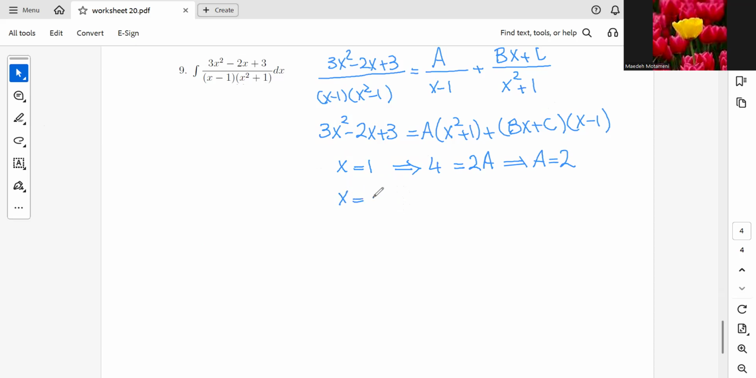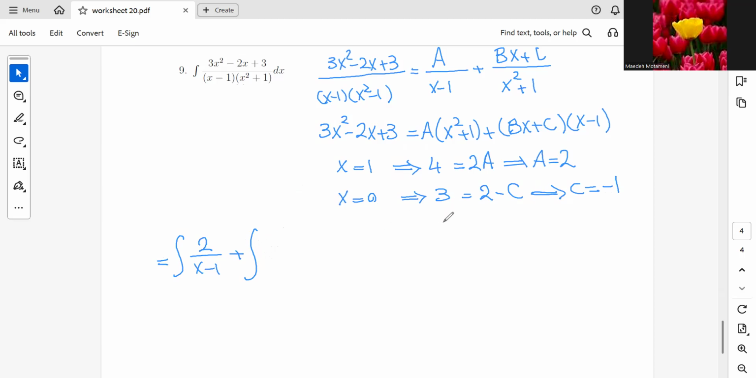Another number can be 0. For the left side it will be 3. For the right side, if you plug in 0, you get 2 minus c. It means that c is negative 1. So the given integral will be equal to a, which is 2 over x minus 1, plus the integral of bx.